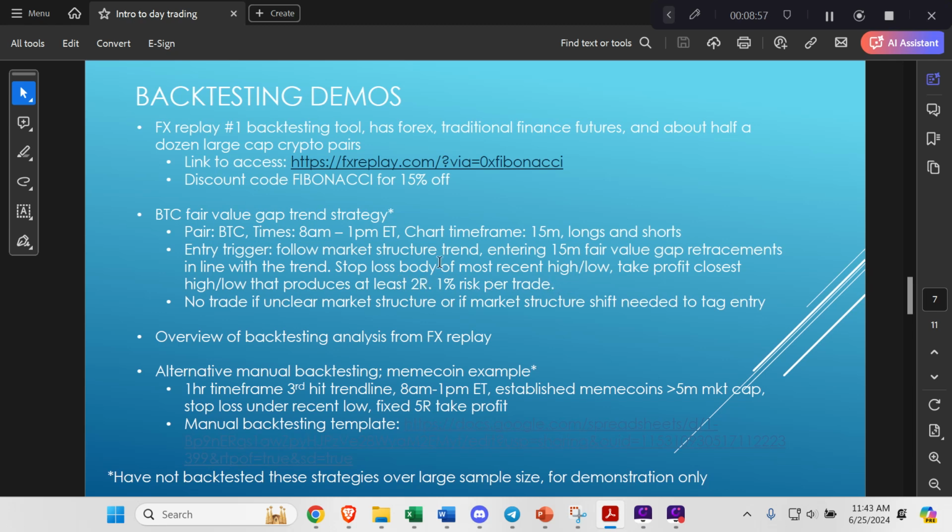So this is like the basic parameters, and then after I spent a little time doing this, I noticed that there were a couple other things I wanted to add. And this is again, after you try it out a little bit, you'll see a few inconsistencies, and you can maybe add a few other rules. But I noticed that you shouldn't really trade this if there's an unclear market structure, or the market structure shift is needed to tag an entry. And I'll show you guys specifically what I mean with that.